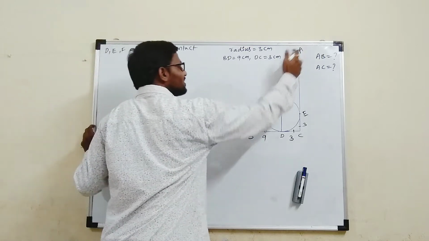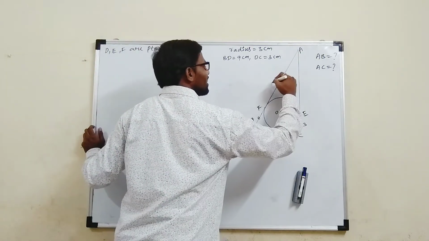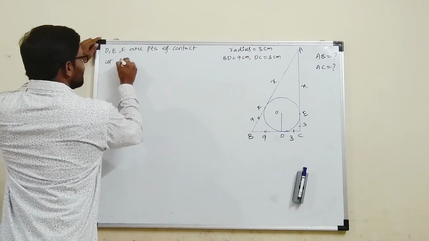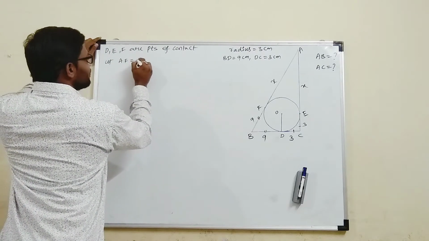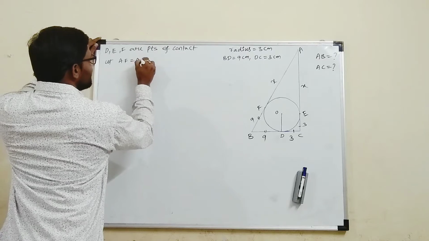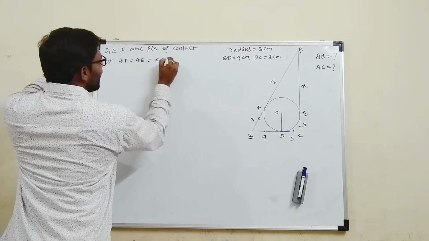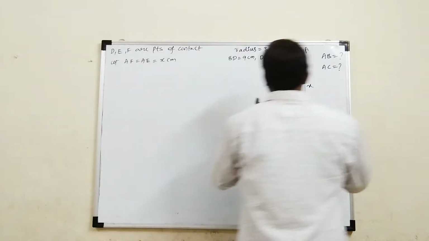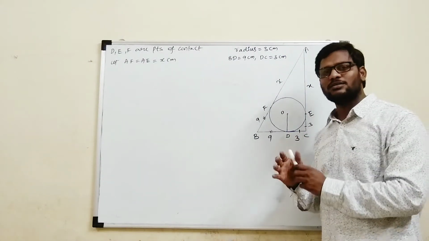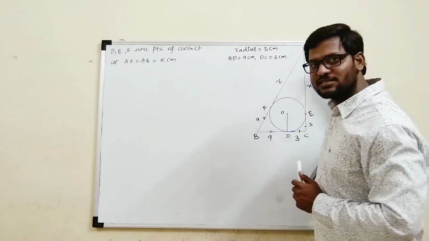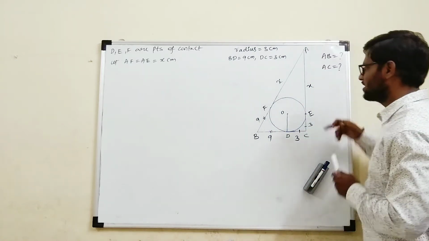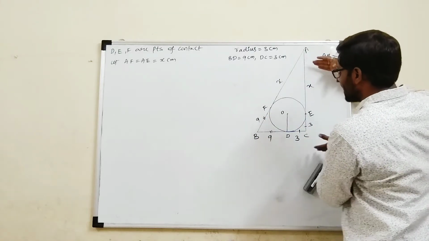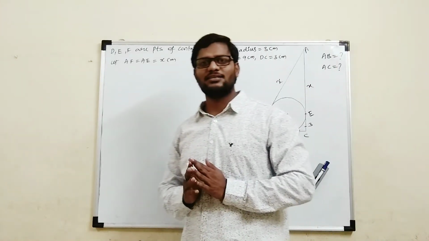Now I am taking the lengths AF and AE as x centimeters. Let AF equal AE equal x centimeters. Here I will find the value of x. Why? Because AB equals x plus 9 and AC equals x plus 3. If we find this x value, then we can find the lengths of AB and AC. But how do we find this x value?